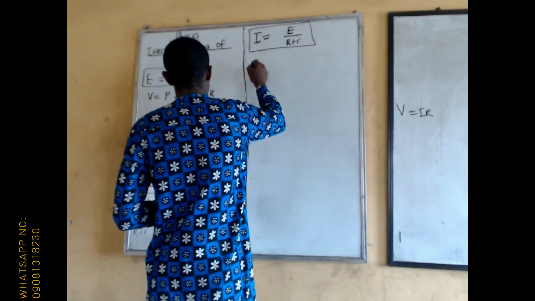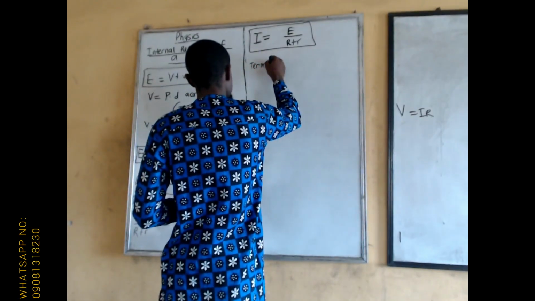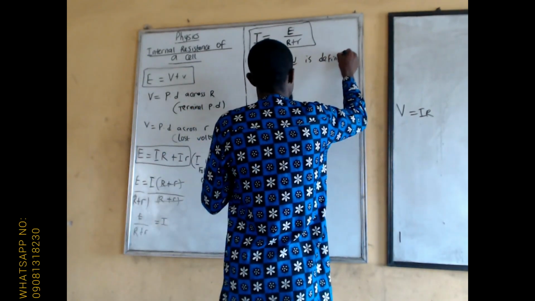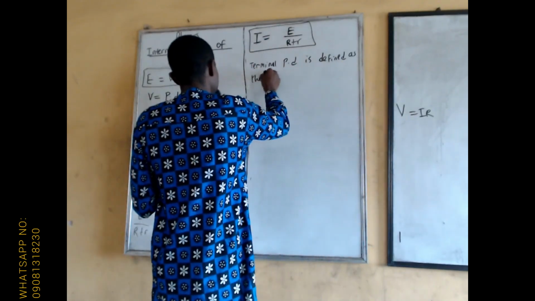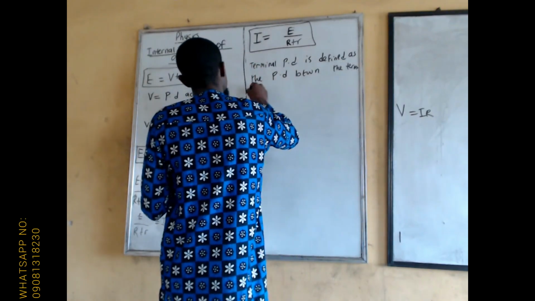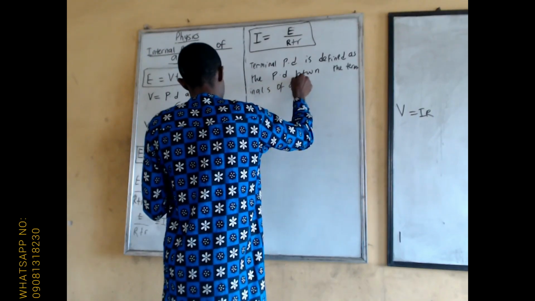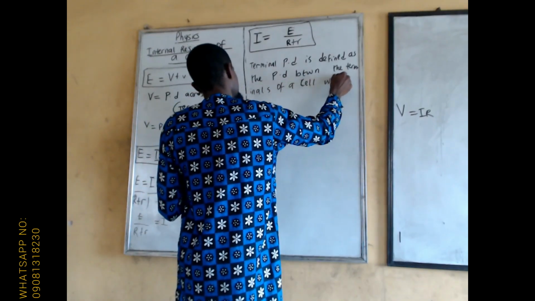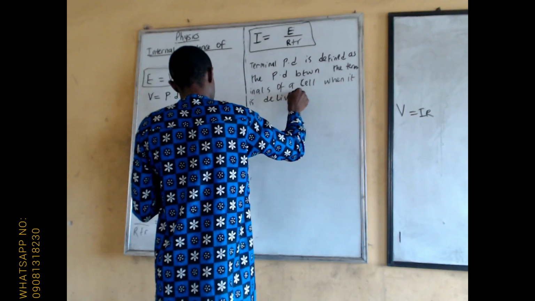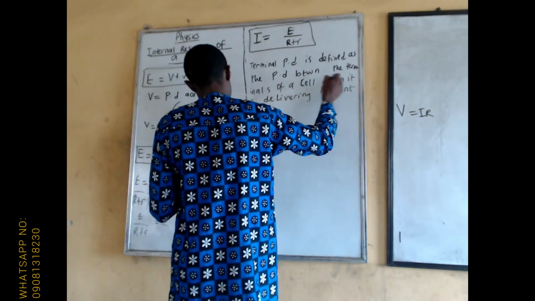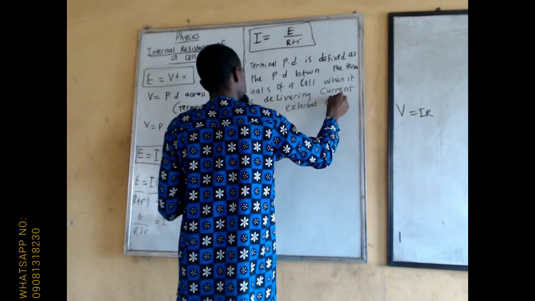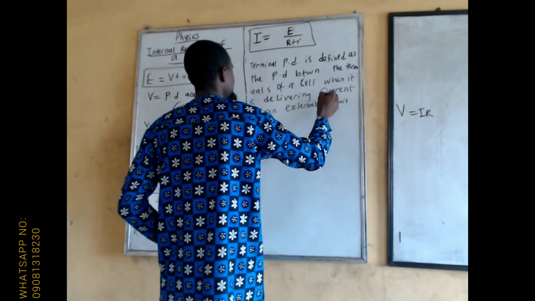Now, we want to define this terminal potential difference. Terminal PD is defined as the potential difference between the terminals of a cell when it is delivering current to an external circuit.